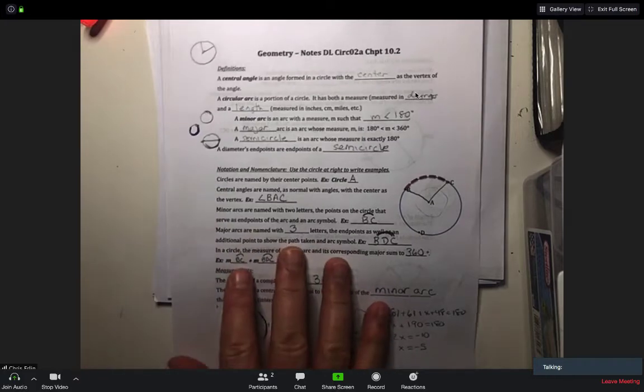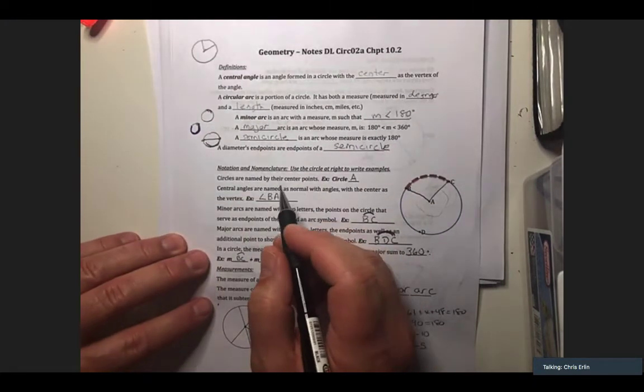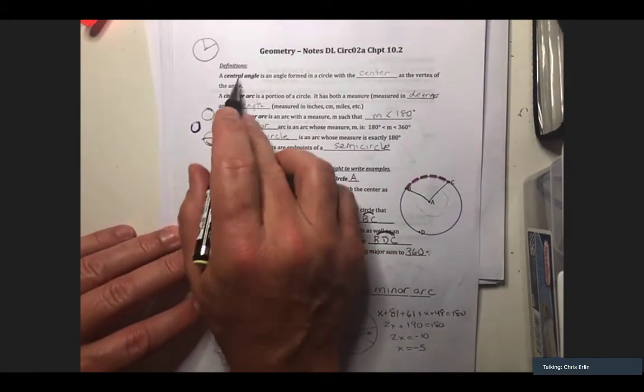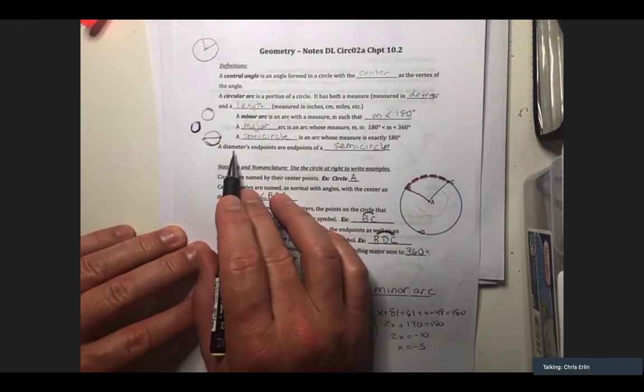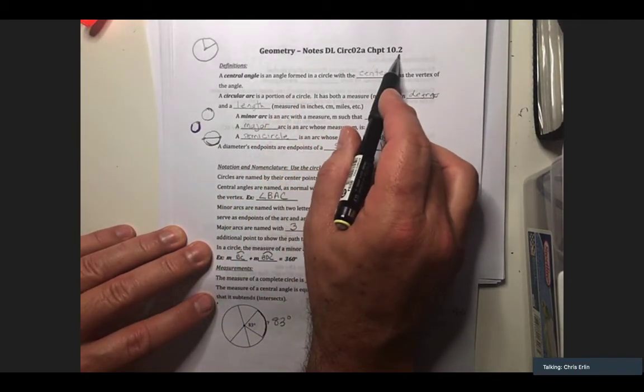Hi, this is Mr. Erlin, continuing with our unit on circles in Geometry Spring 2020. Completing these notes, we're going to get some definitions to get our understanding of circles a little bit deeper. This is section 10.2 within our book.